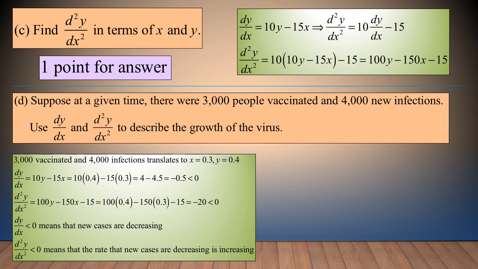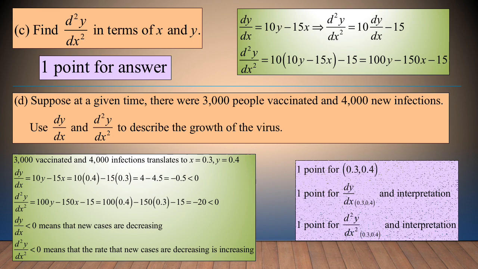So dy/dx being negative means that the new cases are decreasing. The second derivative, less than 0, means that the rate that the new cases are decreasing is increasing. That seems to be incorrect, but it works similar to acceleration. When a velocity is negative and acceleration is negative, that means that the particle is speeding up. That's what's happening here, that the rate of decrease is increasing. 3 points for this problem: 1 point for setting the point (0.3, 0.4), 1 point for dy/dx at (0.3, 0.4) and its interpretation, and 1 point for the second derivative at (0.3, 0.4) and its interpretation.